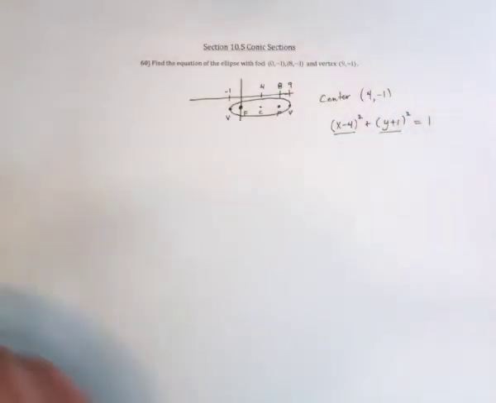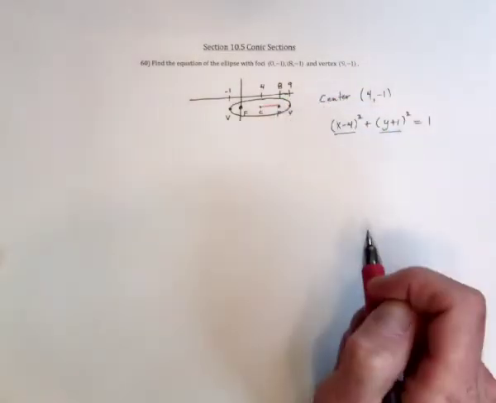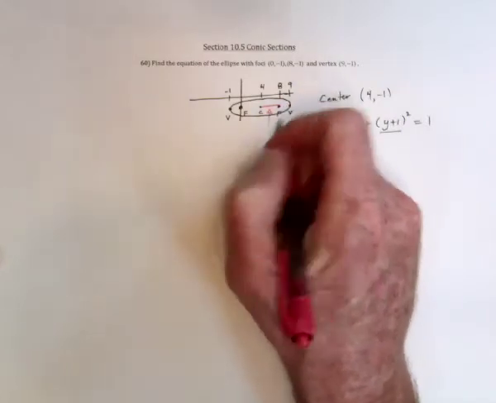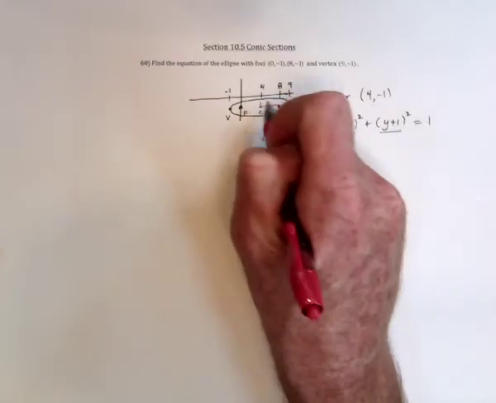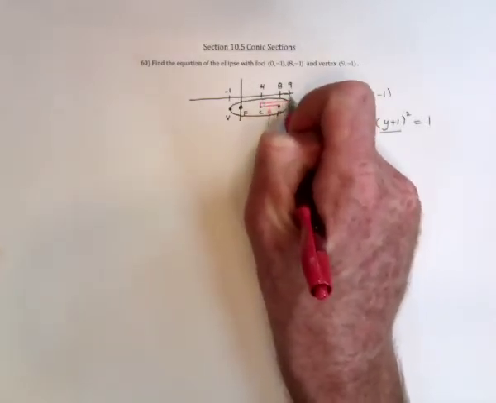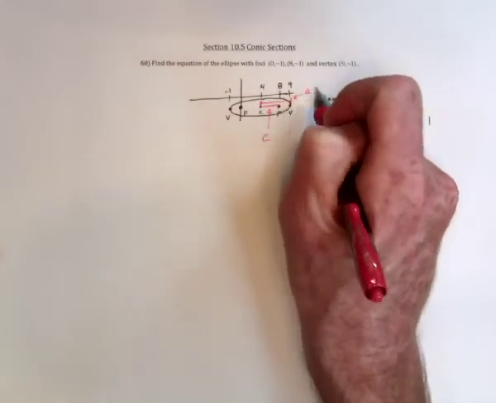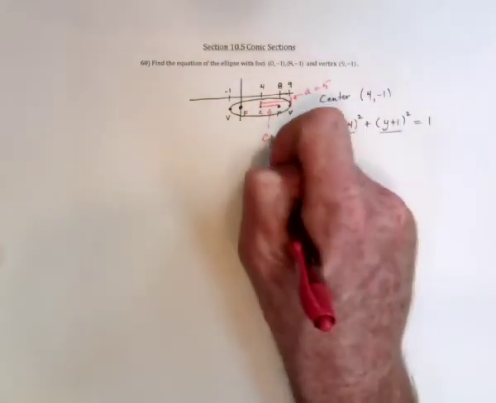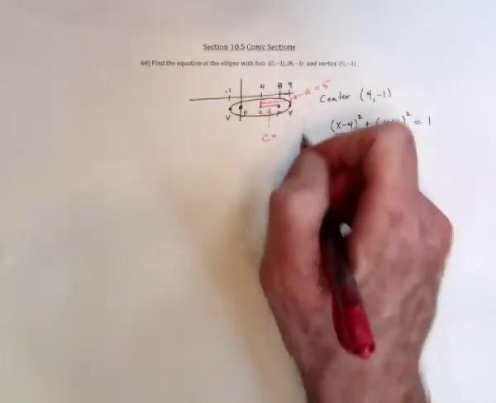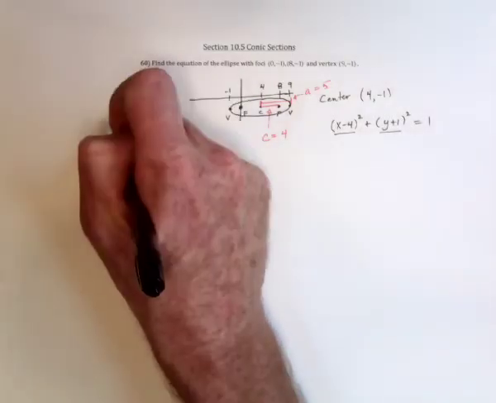Well, if you look at the picture, we've got from the center to the focus point. That is called the length c. And if you go from the center all the way to the vertex, that is going to be the length a. So a goes from 4 to 9, c goes from 4 to 8. Now we can use the formula over here in my scratch paper.